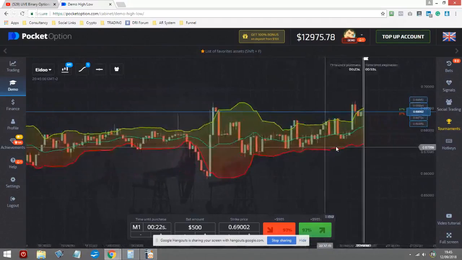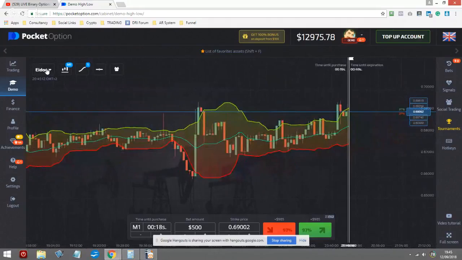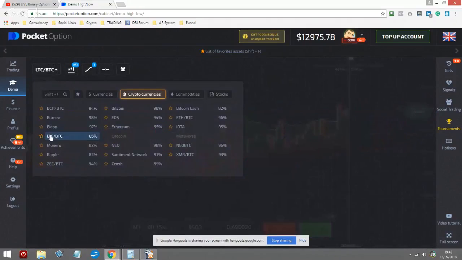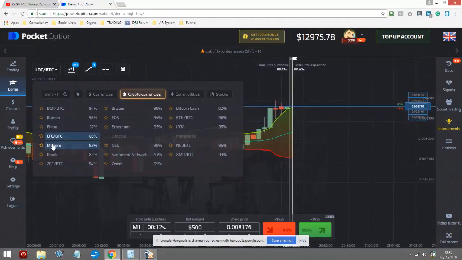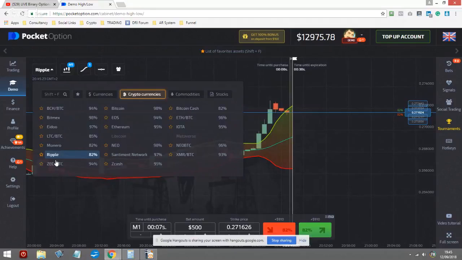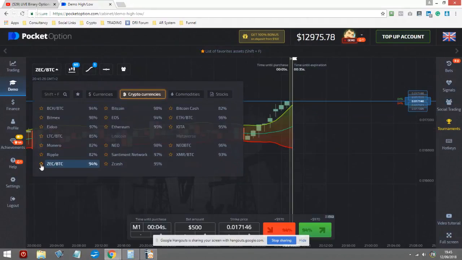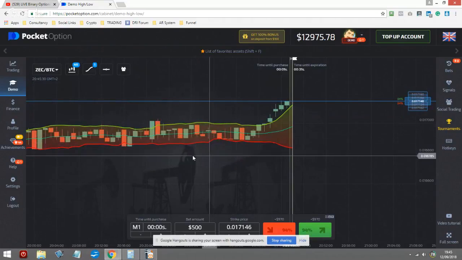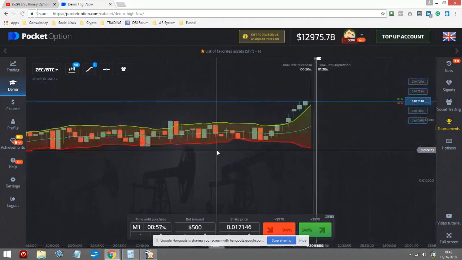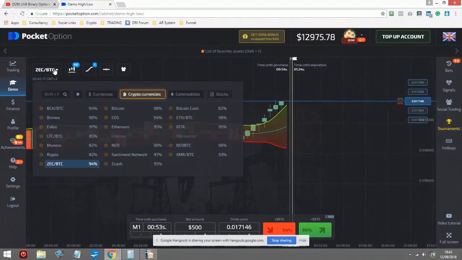Not convinced, so we'll go out to whatever that is. LTC. Nope. Nero. Nope. Ripple. Definitely not. ZEC. I'll come back to this one because I quite like what it did, and it might settle down in the next few minutes. So what I will do, and again, you can do this as well, is I'll just click this star here. And what it will now do is put this chart into this area here, which allows me to just click on it quickly.